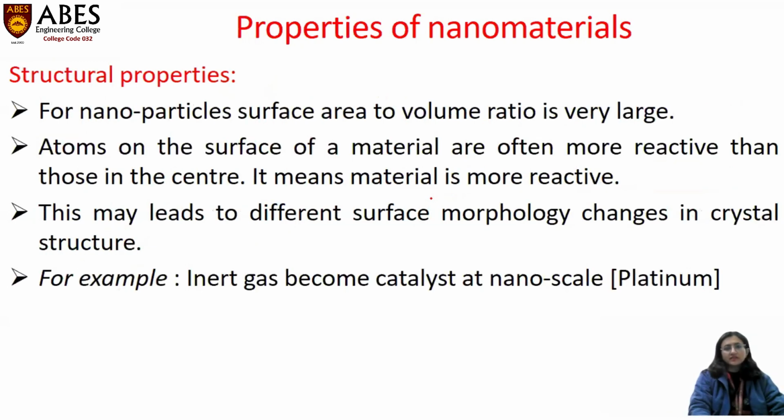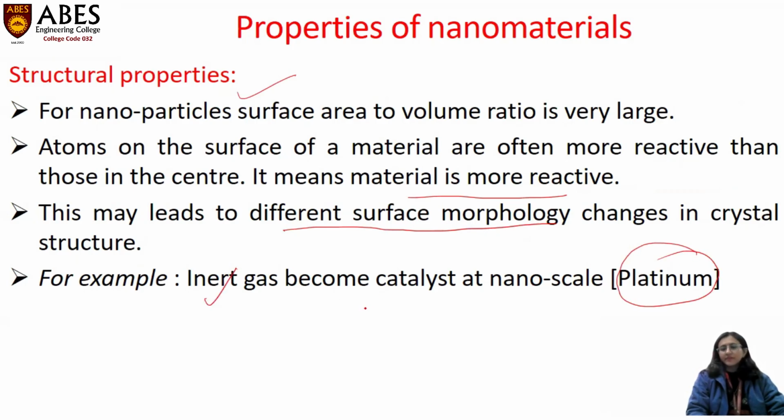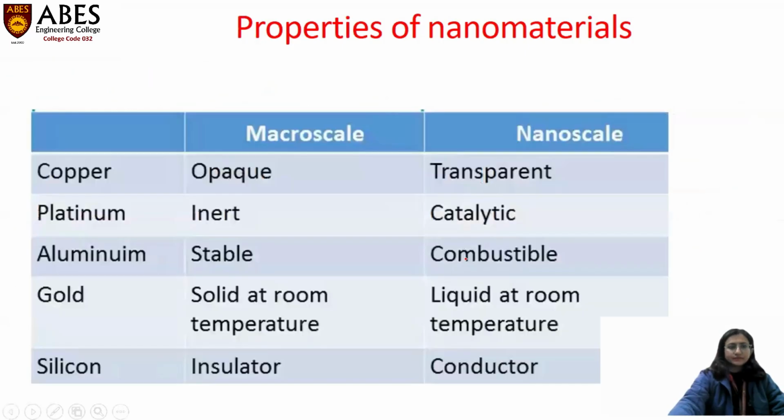Structural properties we have already discussed. The surface to volume ratio is very large, so there are more atoms on the surface, and the overall material is more reactive. Why is the overall material more reactive? Because it leads to different surface morphology and changes in the crystal structure. An example for the structural properties is platinum. We all know that platinum is inert at bulk level. It turns out to be a catalyst at the nanoscale.